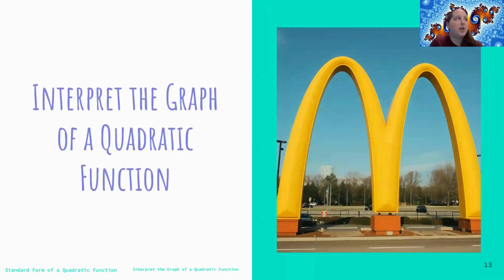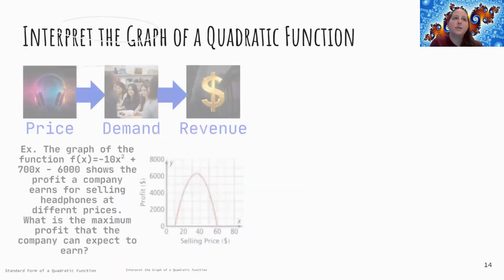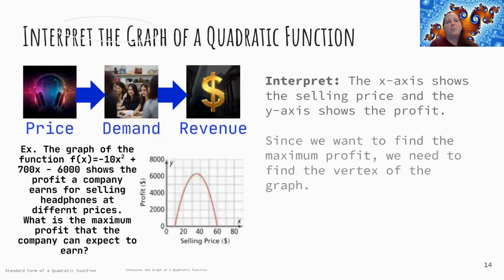Interpret the graph of a quadratic function. So if I have price, demand, revenue, right? Example, the graph of the function f of x equals negative 10x squared plus 700x minus 6,000 shows the profit a company earns for selling headphones at different prices. What is the maximum profit that the company can expect to earn?